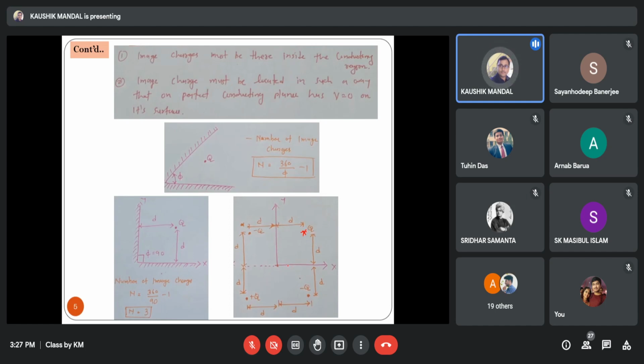Now first you place the mirror along this positive x-axis. So what will be the corresponding image? Obviously, that will be the corresponding image. What will be its value? That is minus q.